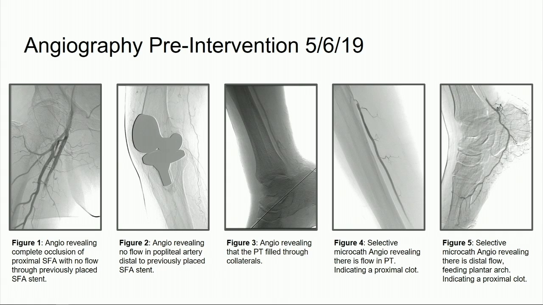In this image, you can see in the first image there's no flow through the profunda or in the proximal SFA. The angio continues to show that there's no flow in the popliteal, and going down, there's collateral flow through the PT. We decided to do a selective microcath, and that's where we saw the collateral flow, after a previously placed stent, and we noticed that after that there was flow.